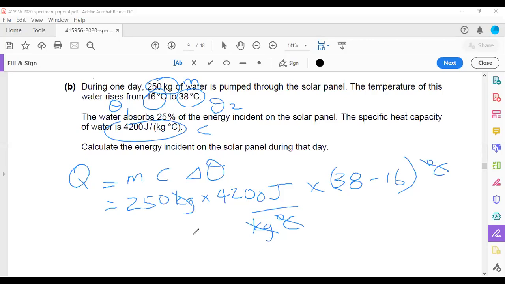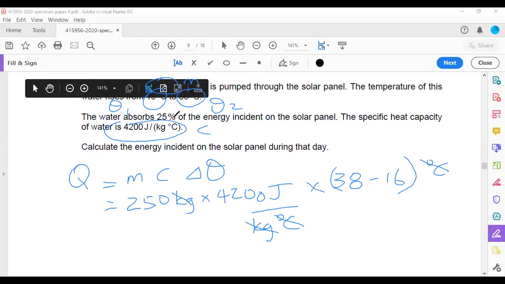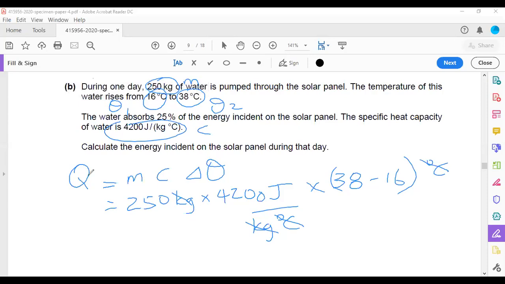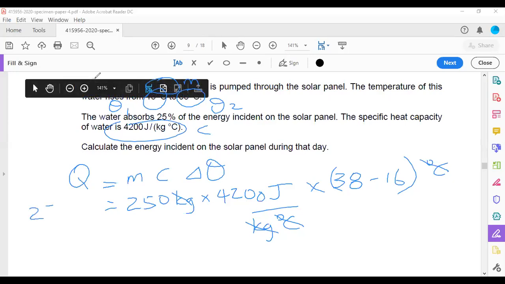So read back this so you understand. The water absorbs 25%, which is basically a quarter of the energy. So we know so far that the energy we're going to get here, when you work it out, is a quarter of the value, or 25%. So write that in. So 25% of Q, and we're going to call Q your value for the energy incident on the solar panel.